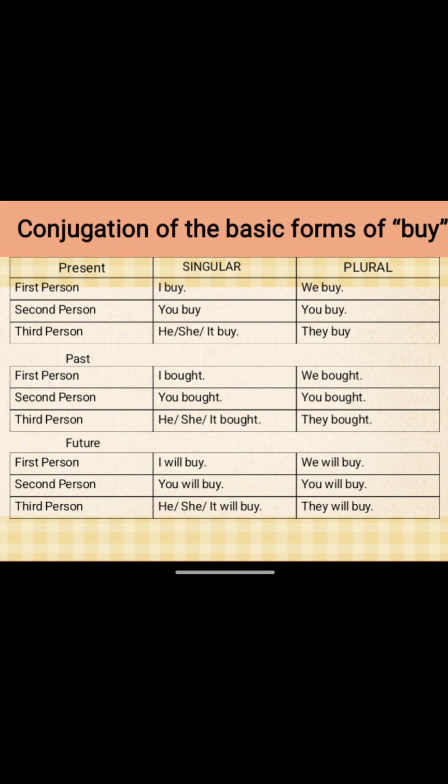So next, future tense. So in the future tense, we have here in the first person I will buy, plural we will buy. Second person you will buy, plural you will buy. Third person he, she, it will buy, and plural they will buy. So future tense is the action that will happen later or in the future.